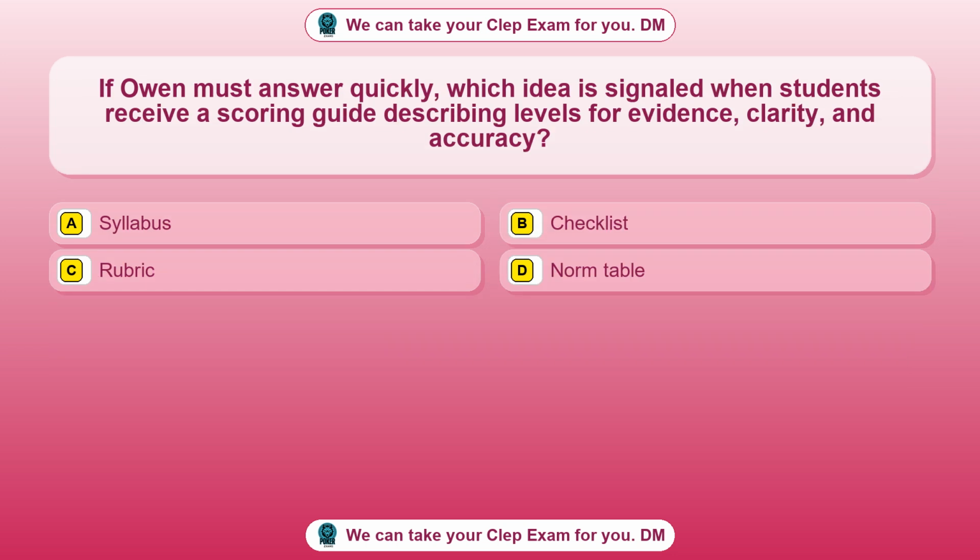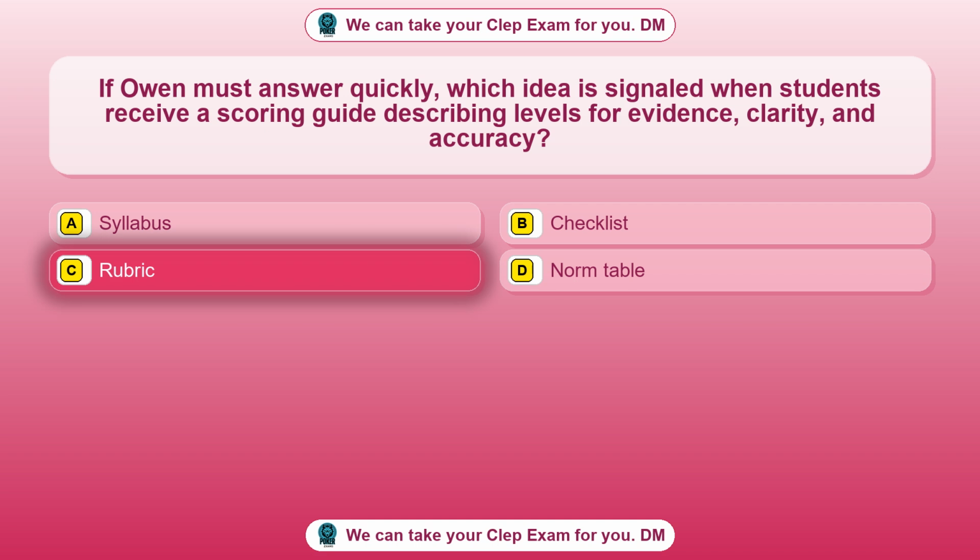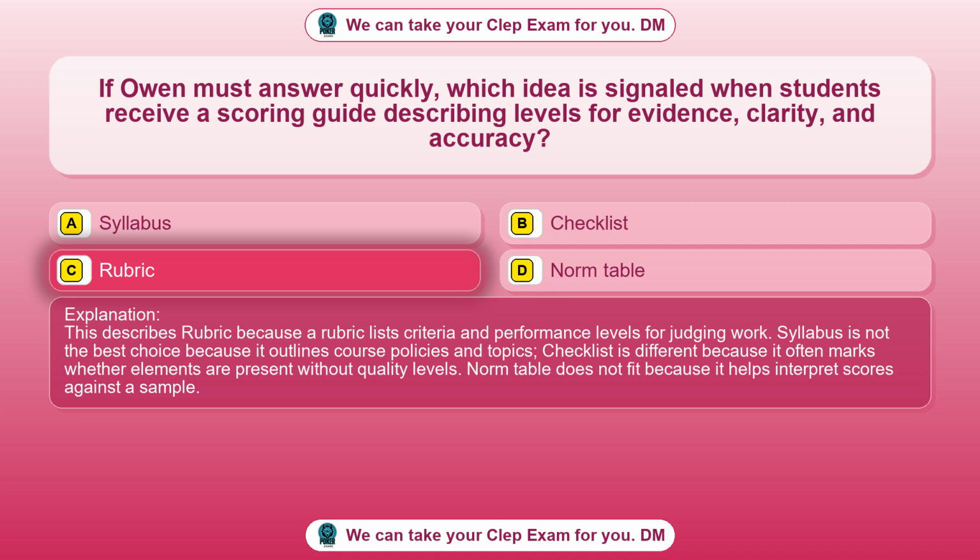Question 60. If Owen must answer quickly, which idea is signaled when students receive a scoring guide describing levels for evidence, clarity, and accuracy? Option A, syllabus. Option B, checklist. Option C, rubric. Option D, norm table. The correct answer is option C, rubric. This describes rubric because a rubric lists criteria and performance levels for judging work.